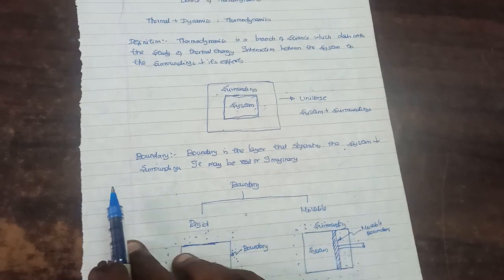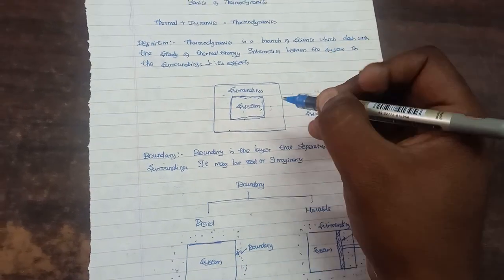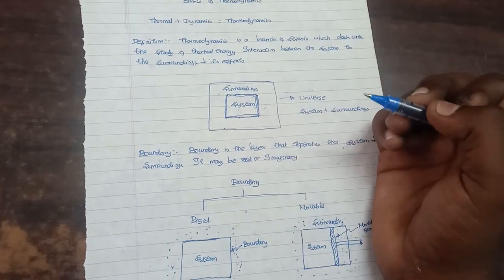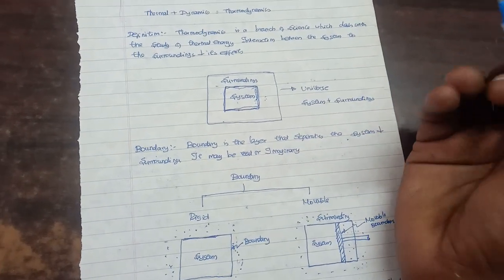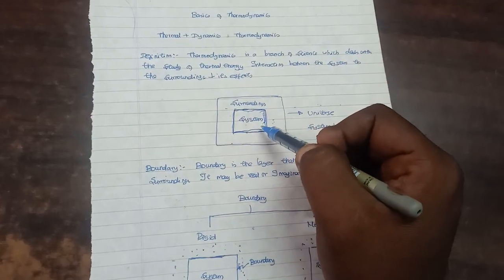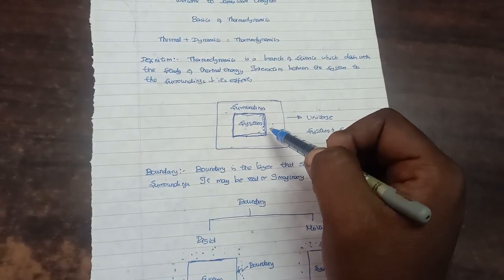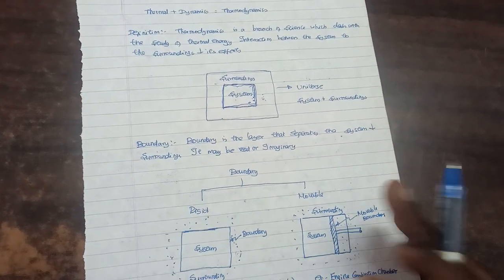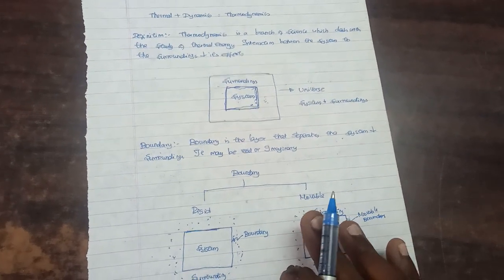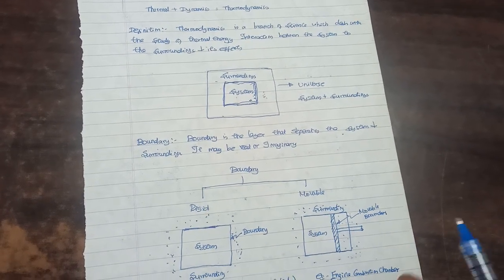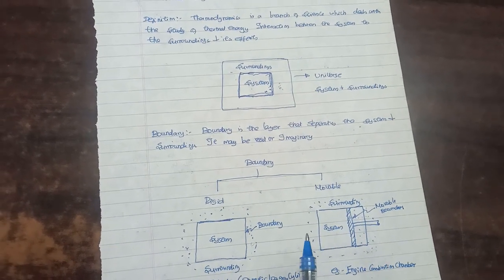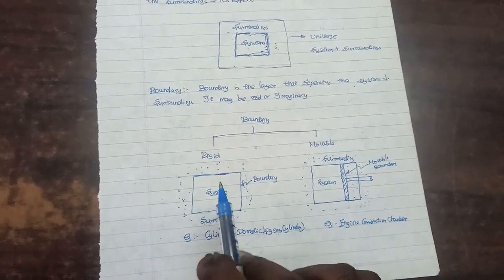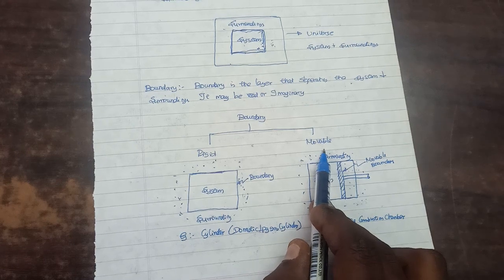Then the third one, the boundary, is the outermost layer of the system. Basically, the boundary is the one which distinguishes the system and the surroundings. This might be an imaginary line or a real one. It varies based on the system that we are studying. There are two types of boundaries: one is rigid boundary and the second is movable boundary.